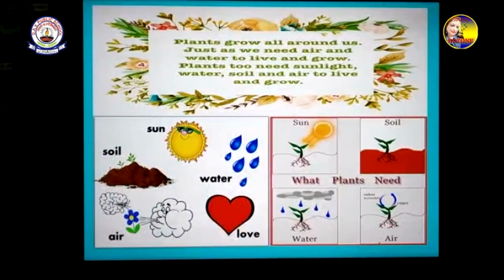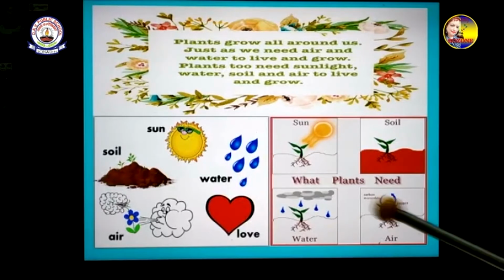Plants grow all around us. Just as we need air and water to live and grow, plants too need sunlight, water, soil and air to live and grow. So we need air and water to grow, no? Same way plants, they need many things.